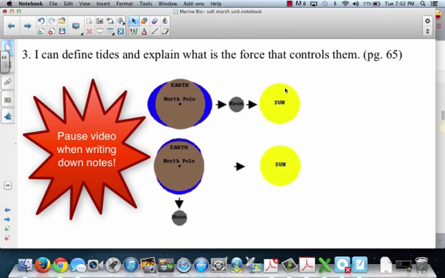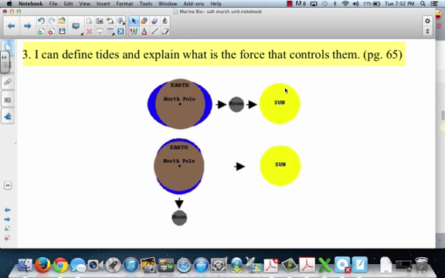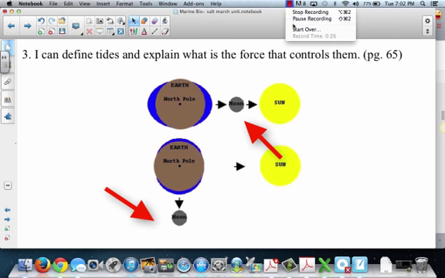Okay, so in your notes, we're going to go over objective number 3. I can define tides and explain what is the force that controls them. So, a tide is a fluctuation in the sea level along the shoreline. And looking at this picture, what do you think the force is that controls them? Write it down. All right, if you're looking at the picture, it's the moon. This should have been one thing that you probably rated yourself high on the pre-post.